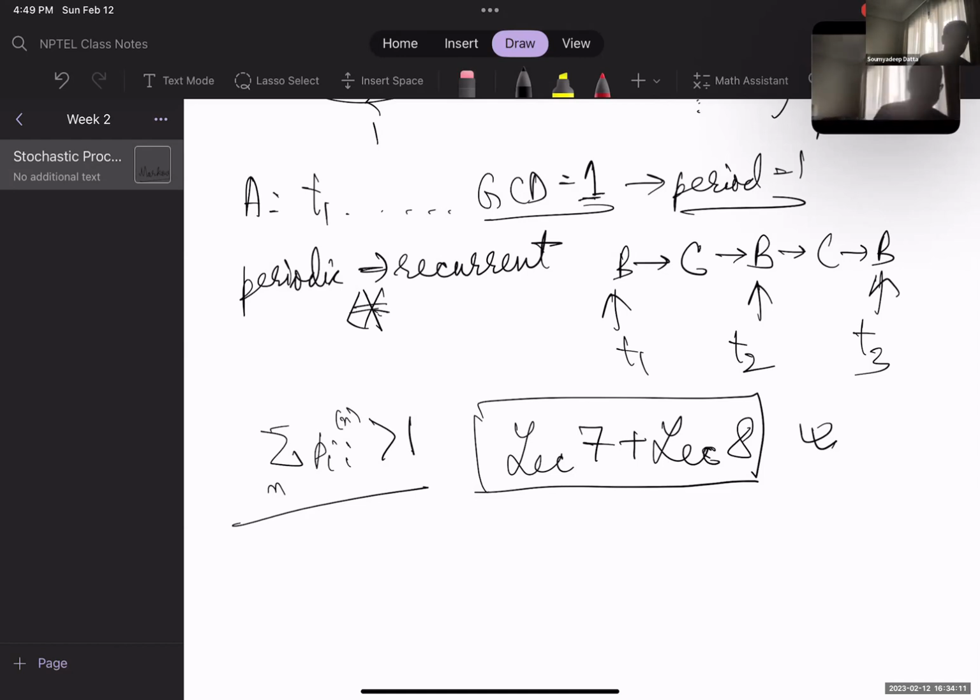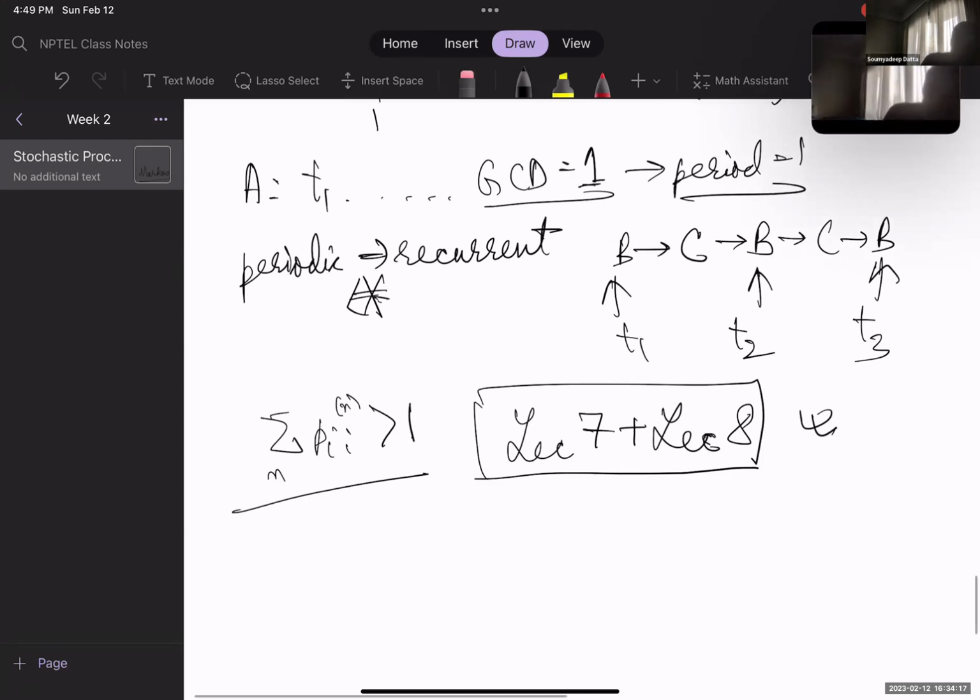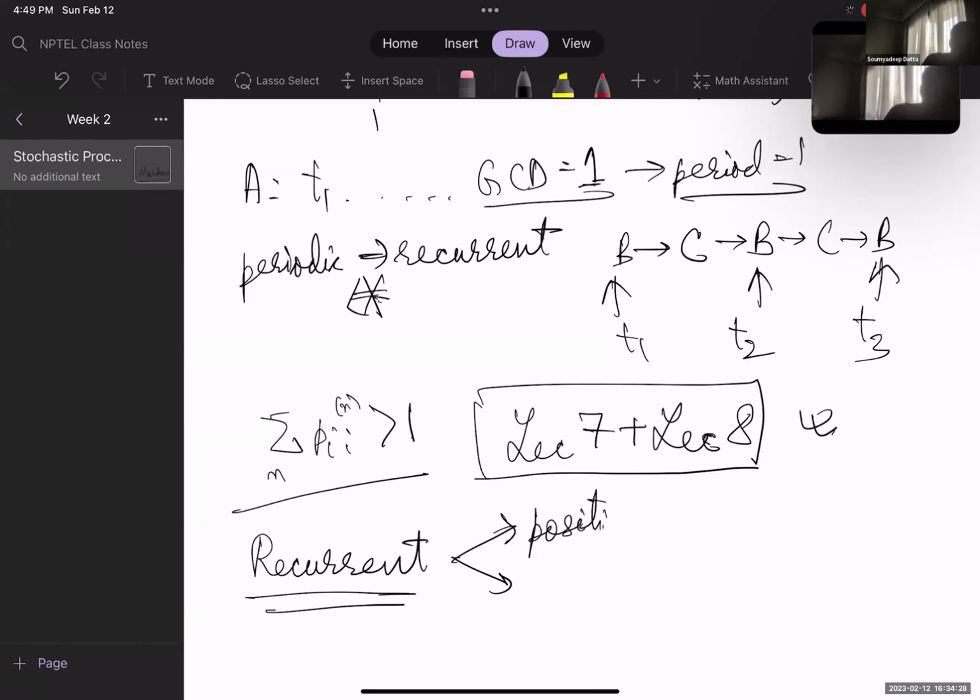So positive recurrent is, yeah. If you want to further classify recurrent, you'll have two, right? Positive and null recurrent.